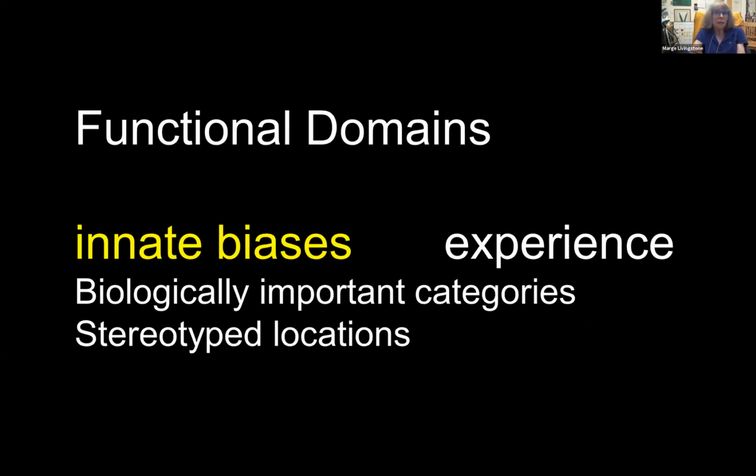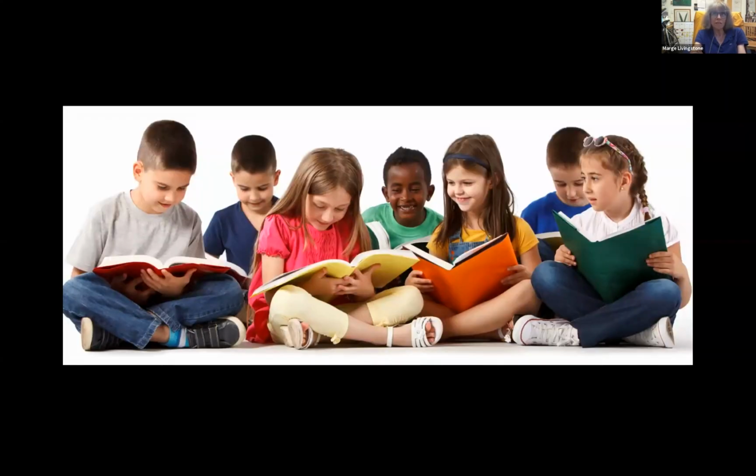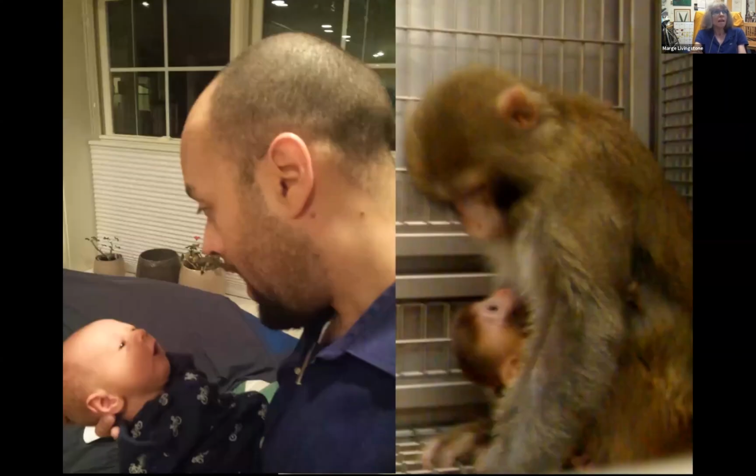These domains could be innate, given that we have domains for biologically important categories. And most importantly, these domains are all in stereotyped locations. But experience must play a role in domain formation, given that we have domains for unnatural things like buildings and text. We obviously have a lot of early experience with text and with faces.